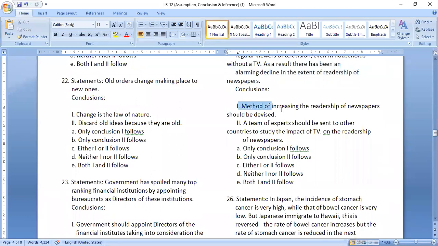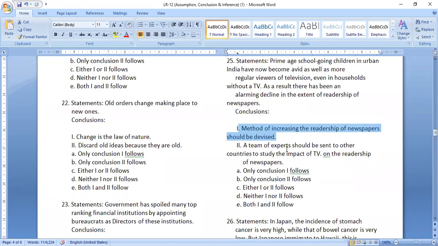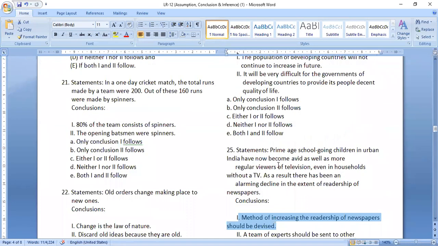Method of increasing the readership of newspapers should be devised. So that's a course of action. Is that the same as a conclusion? It's a course of action, yeah. Is that a conclusion? No, I'm not sure. I don't think it's a conclusion. Let's look at two. A team of experts should be sent to other countries to study the impact of TV on the readership. No, sir. They're both not conclusions, right? Yeah, they're both not conclusions.